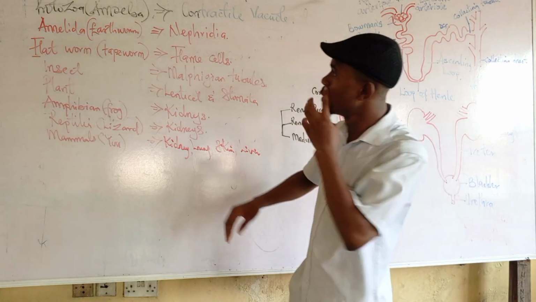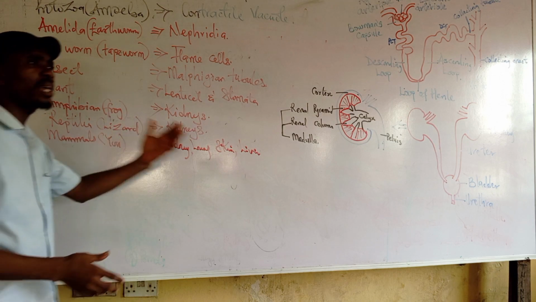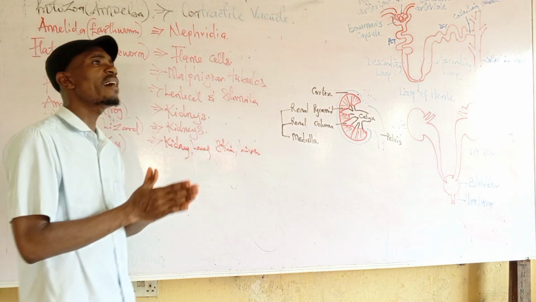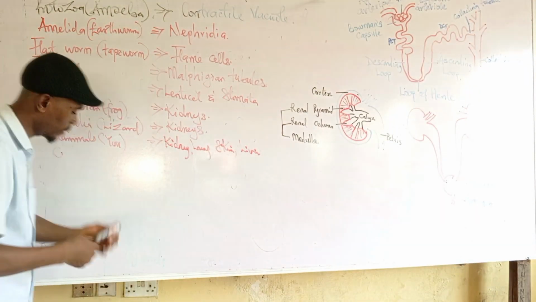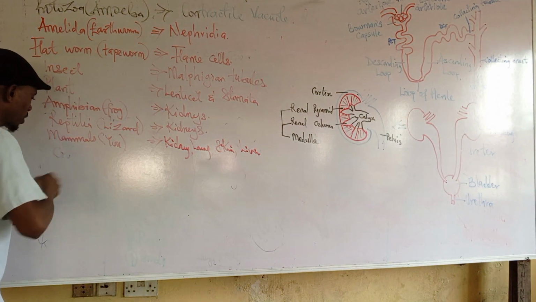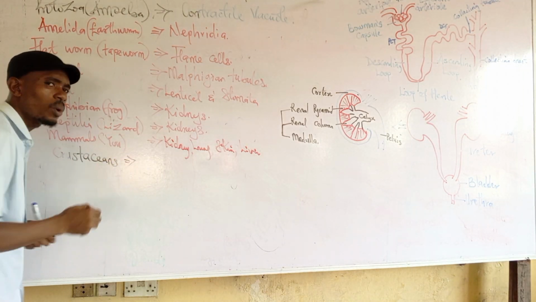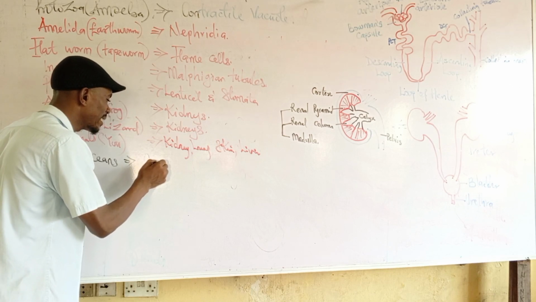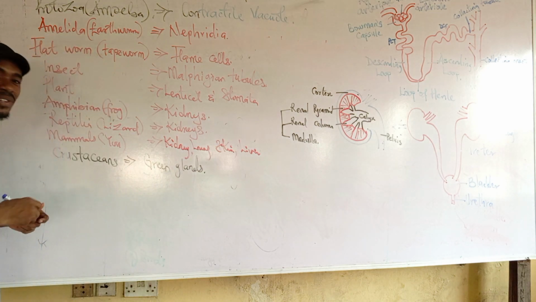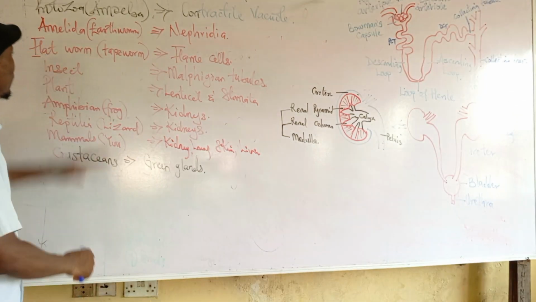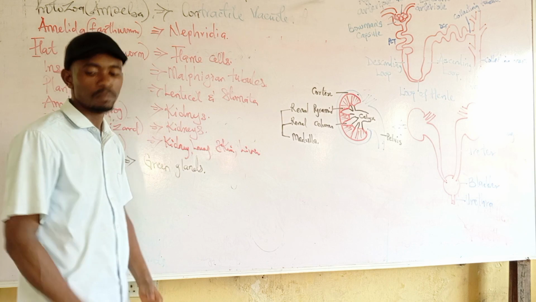You should be able to know these organs. We have 1, 2, 3, 4, 5, 6, 7, 8. There are also other examples we should know. We should also have the crustaceans, very important. The crustaceans use a gland called the green gland for excretion. So these are some organisms and the structures with which they carry out excretion.